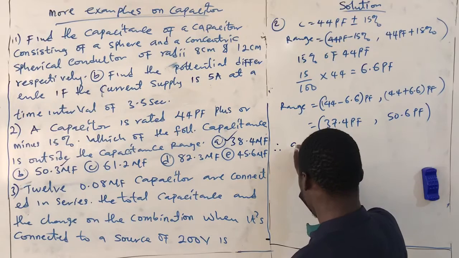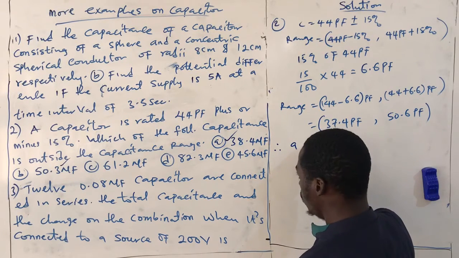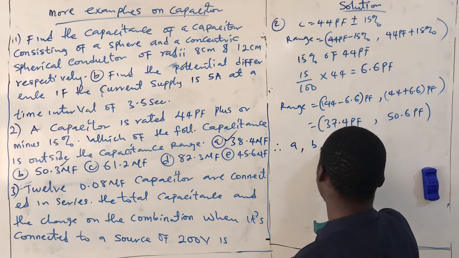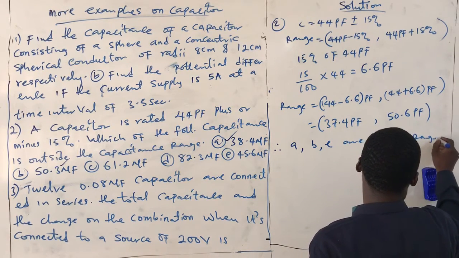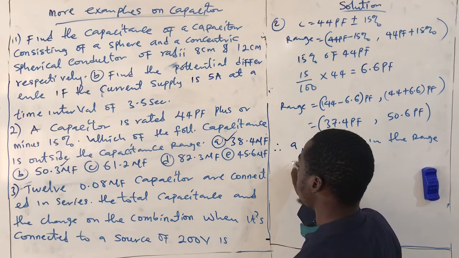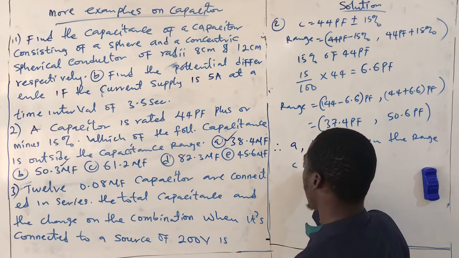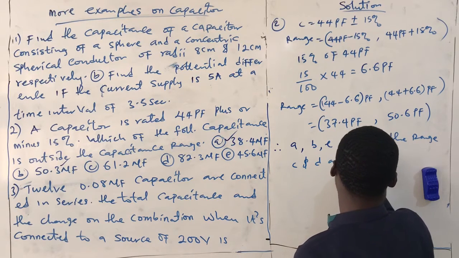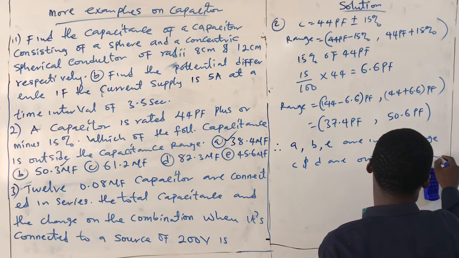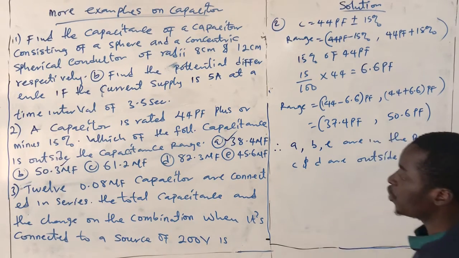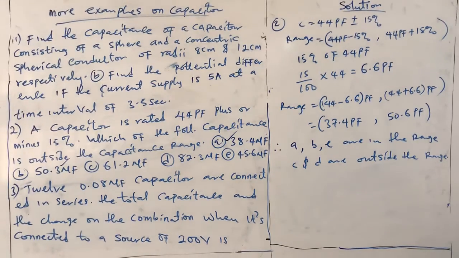Therefore, we can say A, B, and E are in the range. Option C and D are outside the range. So this is just a typical example. A different way of question can be given to us. The thing we need to do is think and see how we can tackle the question.